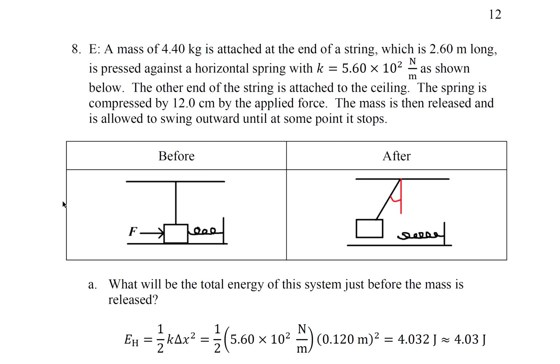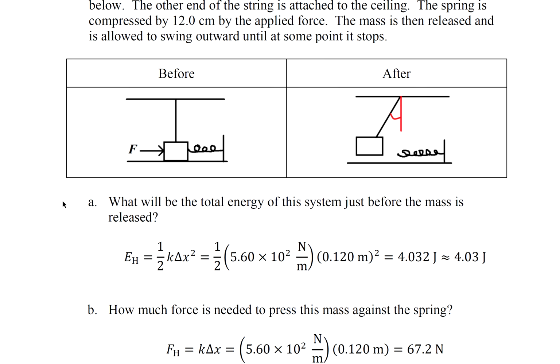Question 8. A mass of 4.4 kilograms is attached at the end of a string, which is 2.6 meters long, is pressed against a horizontal spring with K equals 5.6 times 10 to the 2 newtons per meter as shown below. The other end of the string is attached to the ceiling. The spring is compressed by 12 centimeters by the applied force. The mass is then released and is allowed to swing outward until at some point it stops.